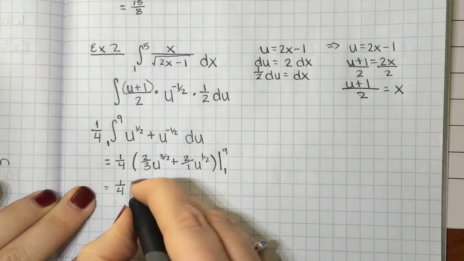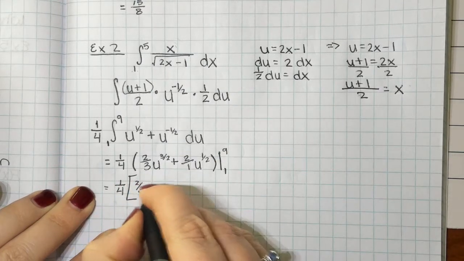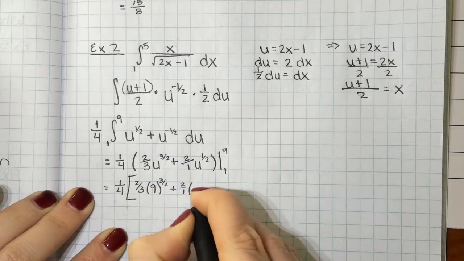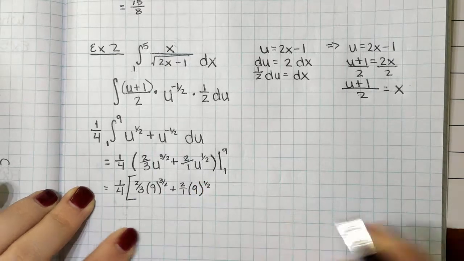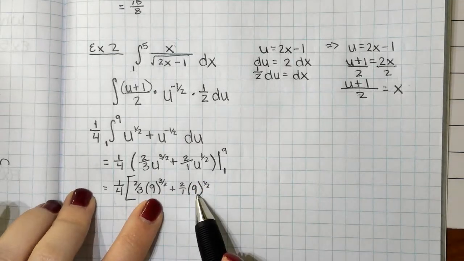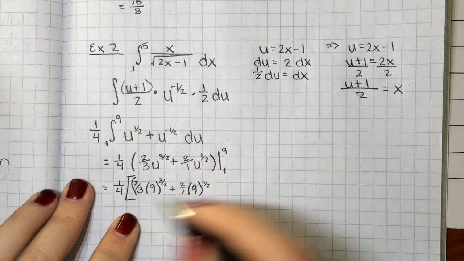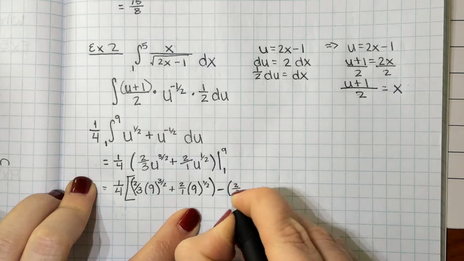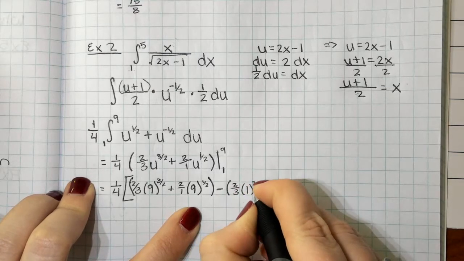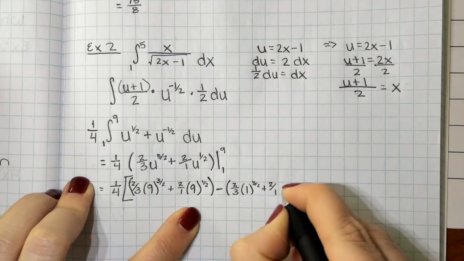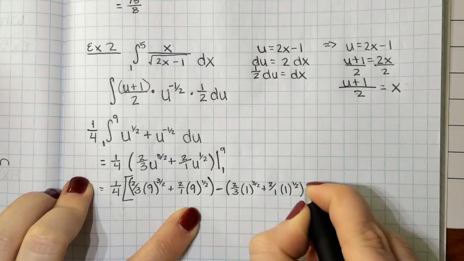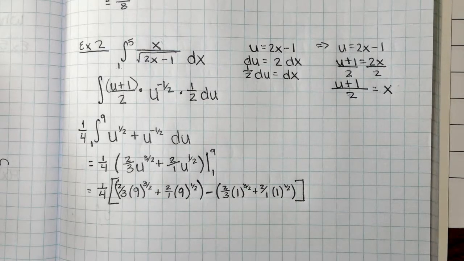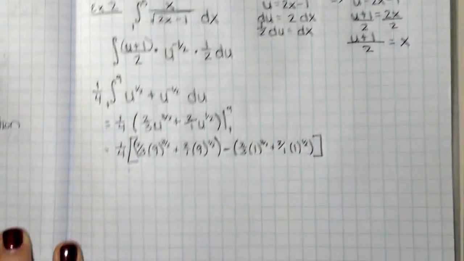So 1 over 4, 2 over 3, 9 to the 3/2, plus 2 over 1, 9 to the 1/2. And I see a lot of people do like a 9 here and a 1 here. Realize you have to plug it into the entire function. So I'm plugging in 9 there. I'm subtracting 2 over 3, 1 to the 3/2, plus 2 over 1, 1 to the 1/2. Okay? And to make this look a little bit nicer, this is just some algebra.